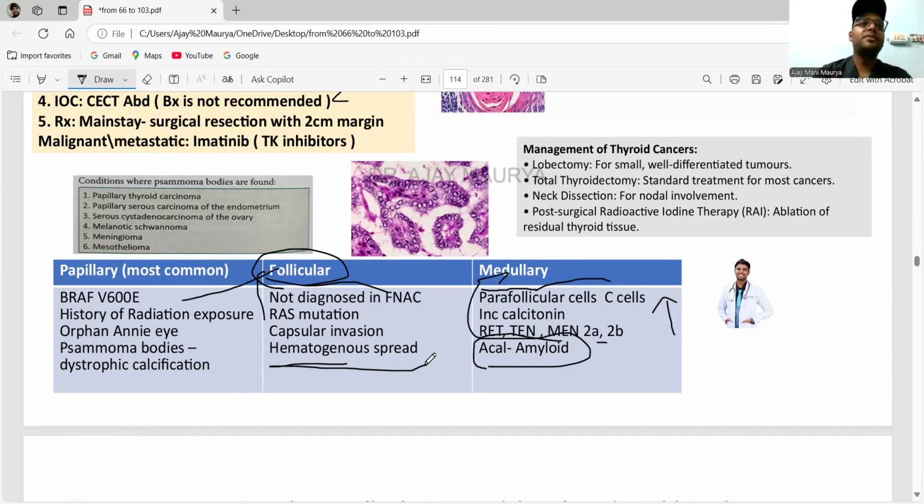Next one is the papillary. Papillary means popular, the most common. Papillary thyroid carcinoma is the most common. BRAF V600E is the genetic change in papillary thyroid carcinoma. Here they will mention a history of radiation exposure, and the Orphan Annie eye appearance.